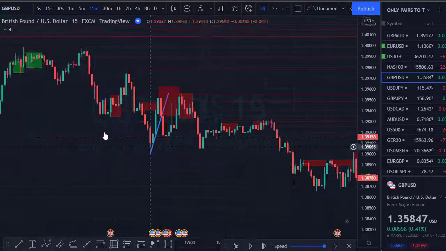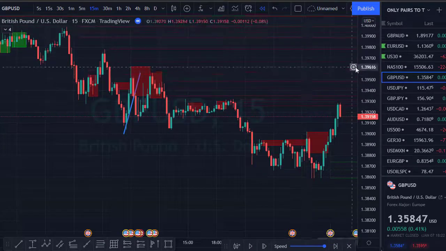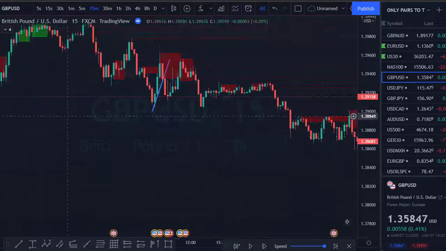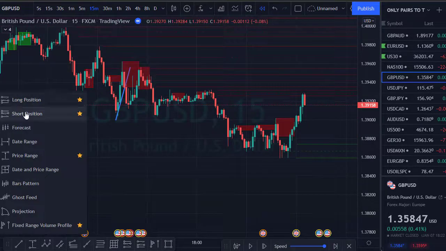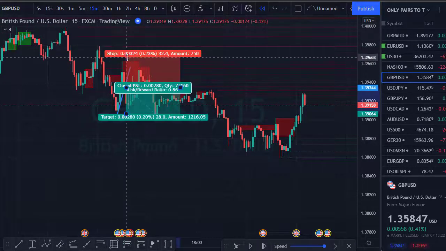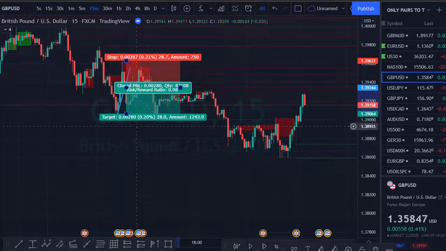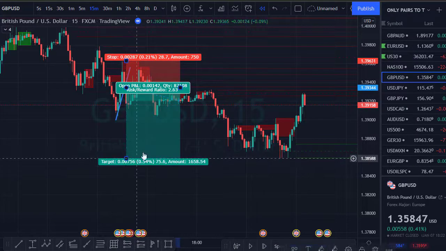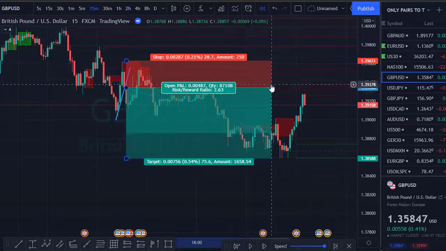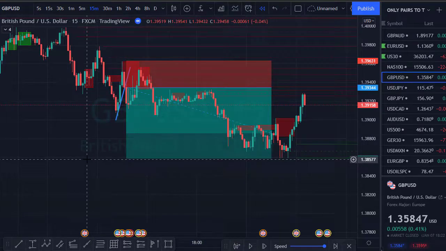All right, so let me just show you that. Excuse me. That was actually a really good trade. If you would have got in right there, stop right there. That was a 1 to 2.63. It's not the best, but definitely played out in our favor.